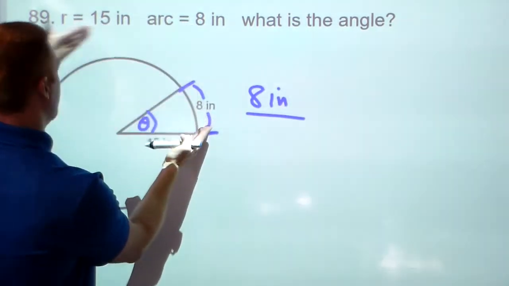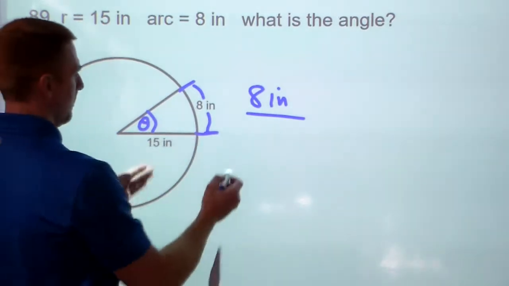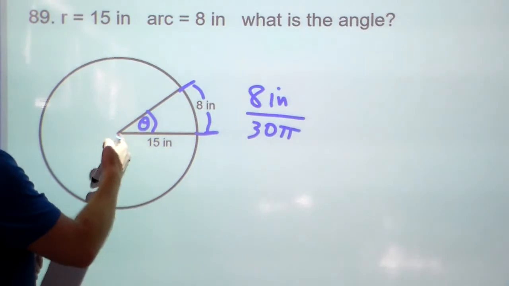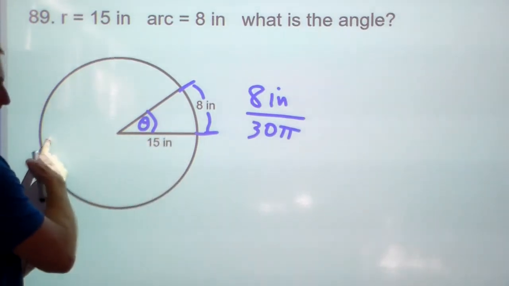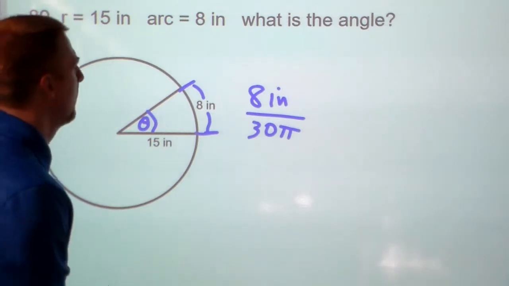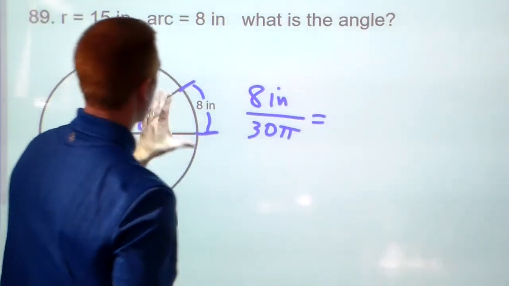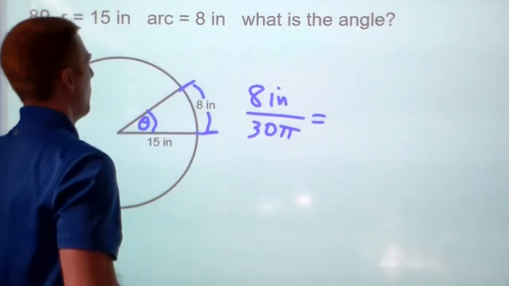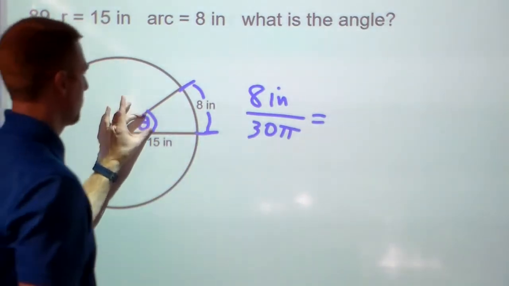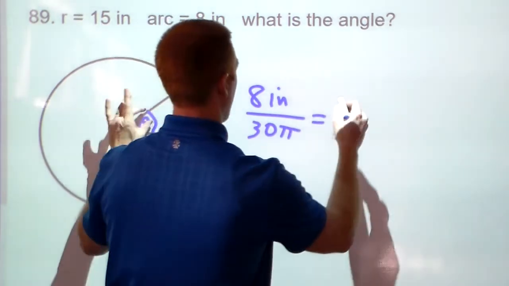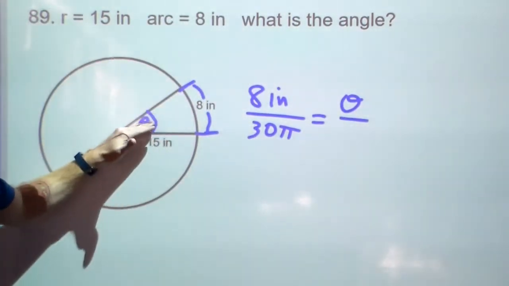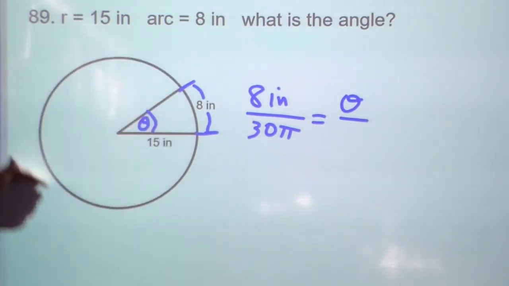is a portion of the entire circumference, which is 30 pi. And I know that because circumference is twice the radius or diameter, and then times pi. So 2 pi r, or diameter times pi. And now that I've got a proportion of this piece to the whole circumference, I'm going to do the same thing with the angle. So this 8-inch arc comes from this angle, which is a piece of the whole circle.